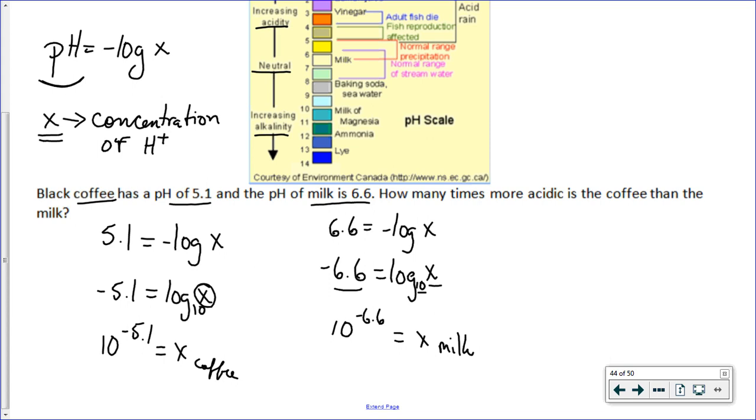And now lastly, what I would do is divide these. And so the trick is understanding that 10 to the -5.1 is a bigger number than 10 to the -6.6. So all I'm going to do is divide those. 10 to the -5.1 divided by 10 to the -6.6. And that's going to give me the number of times more acidic the black coffee is compared to the milk.